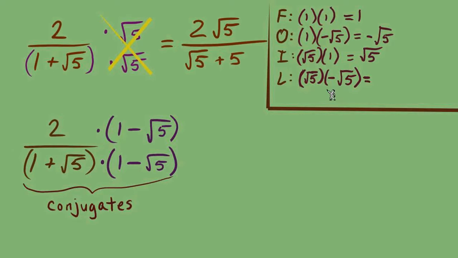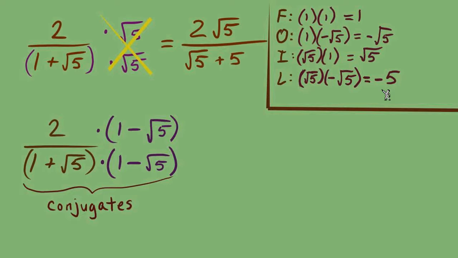Be cautious here. We're definitely seeing radical 5 with another radical 5 will give us our 5 outside of the radical, but we have 1 positive, 1 negative. Be cautious that we're making that a negative 5.